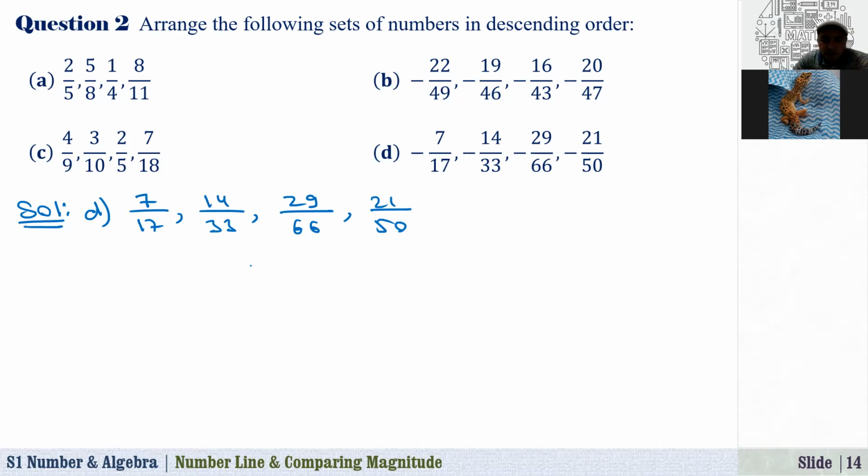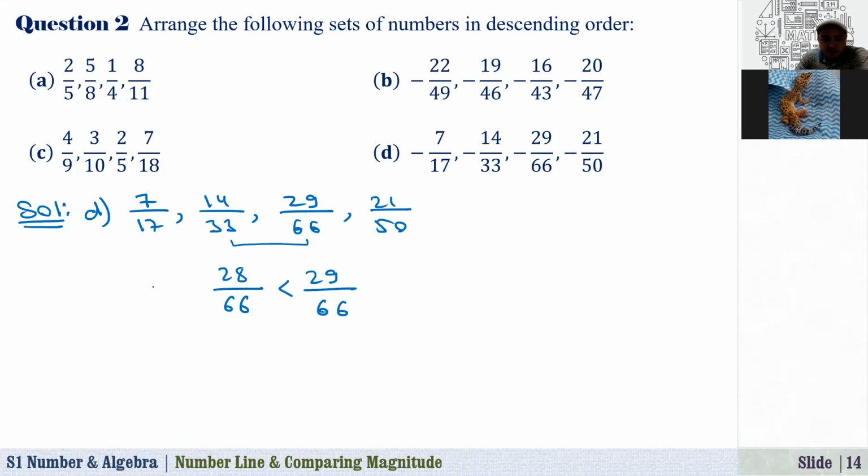So now let me just compare these two numbers. First, if you multiply by 2, the second one, here we have 14 over 33. So it is 28 over 66. We multiply both numerator and denominator by 2. So 29 is greater than 28, so we can just write this. I know that now 29 over 66 is greater than 28 over 66, right?